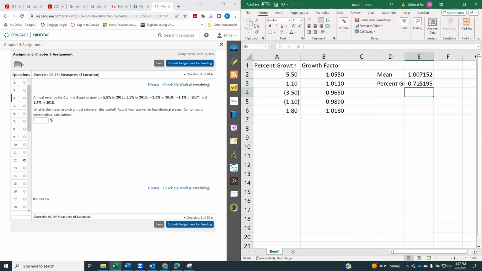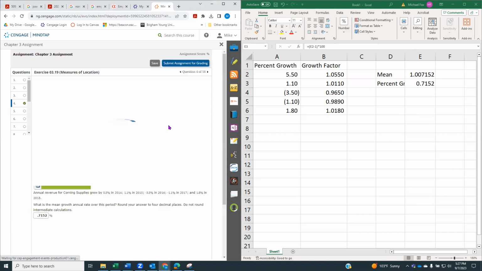0.715195. So I think it wants 4 decimal places. So instead of guessing on the rounding, I'll have Excel do that for me, 0.7152. So our average growth during this period is 0.7152%, not quite 1%. So we can check our work, make sure we're right.